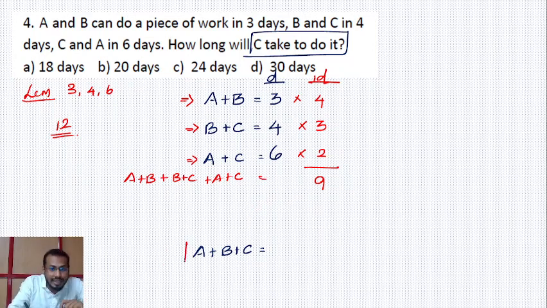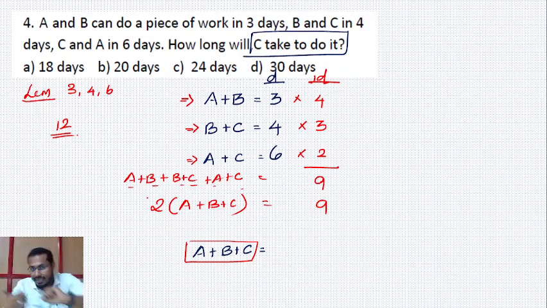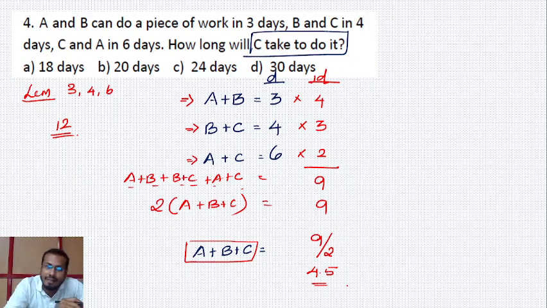But I want only A plus B plus C. Look at this: A came 2 times, B came 2 times, C came 2 times. So I can write this as 2 into (A plus B plus C) equals 9. If you want only A, B, C, this 2 goes to the right hand side. So 9 over 2, that is nothing but 4.5 chocolates in a day. Is it right? From this we can get the answer.